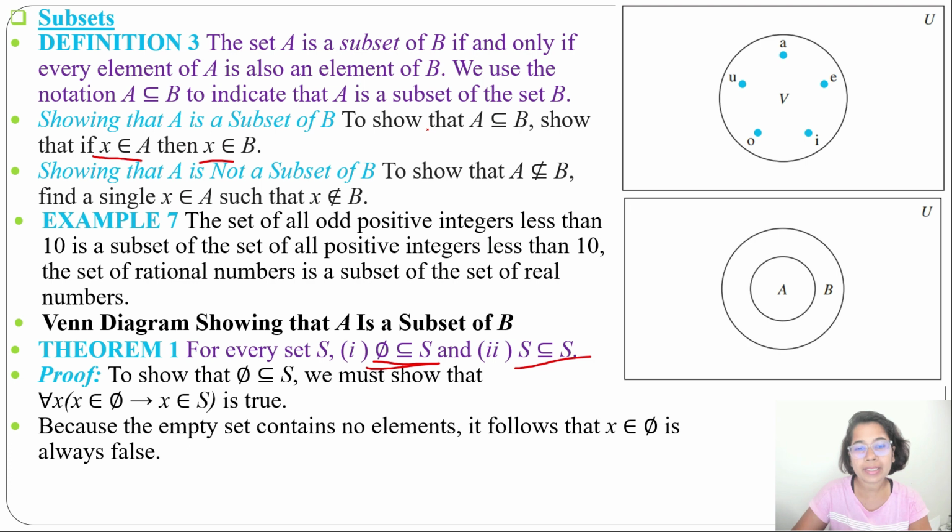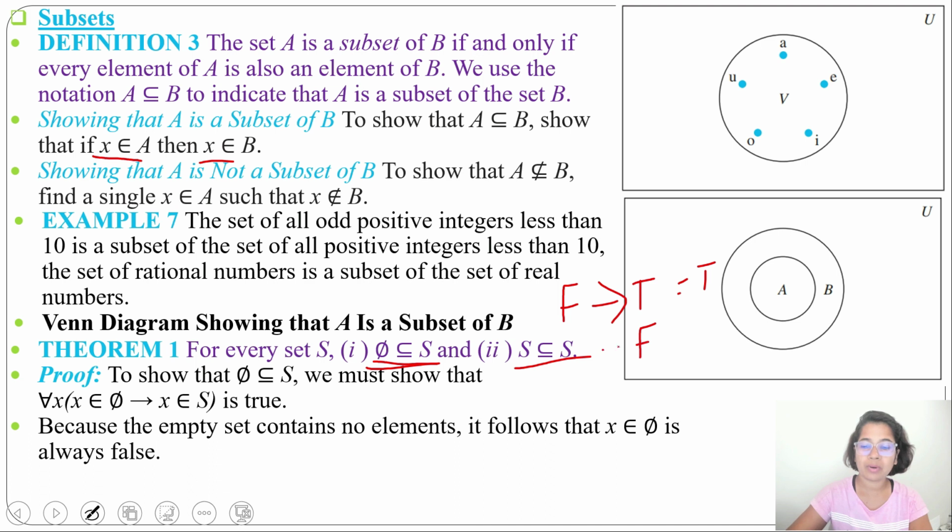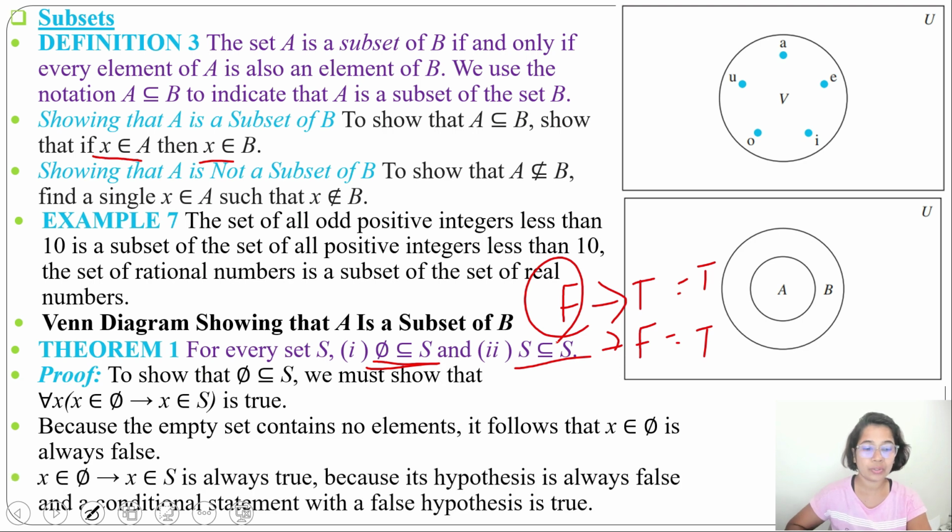And I already discussed during proofs that in the case of implication, if the left side is false, or you can say if the hypothesis is false, then whatever the conclusion, it will always be true. So false implies true is true. False implies false is true. So if the hypothesis is false, then it will always be true.